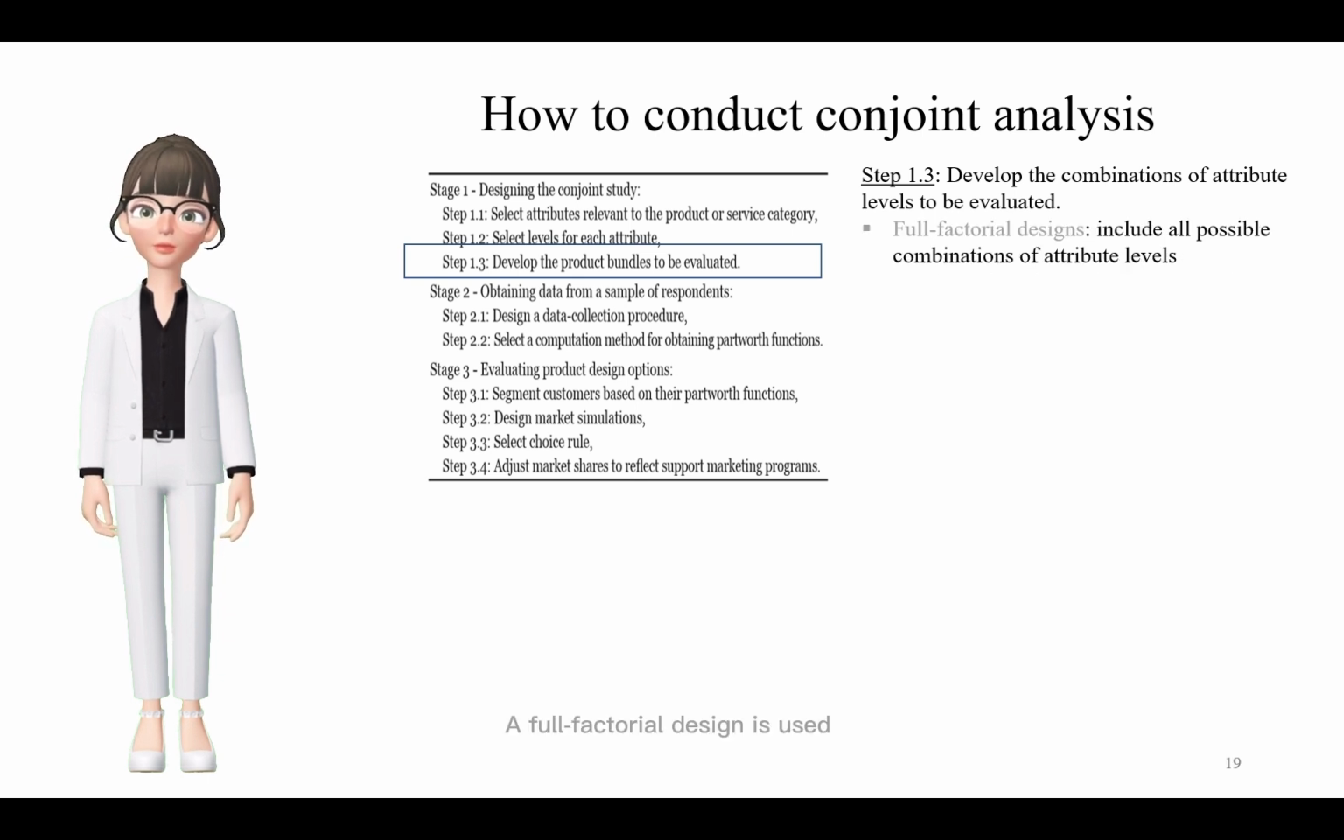A full factorial design is used when we ask respondents to evaluate all 243 different coffee bundles. In a full factorial design, all possible combinations of attributes and levels are presented to respondents. However, evaluating all 243 bundles can lead to respondents' fatigue and inaccurate responses, making it impractical to use in Conjoint analysis.